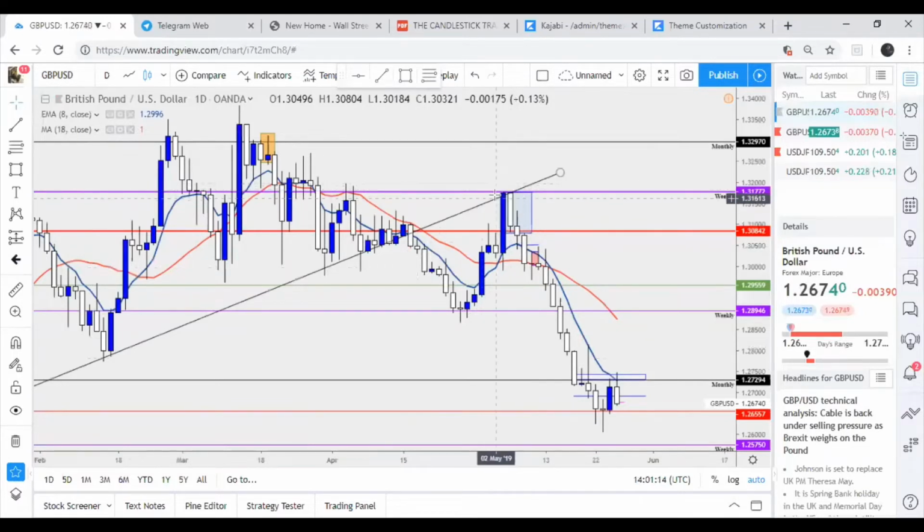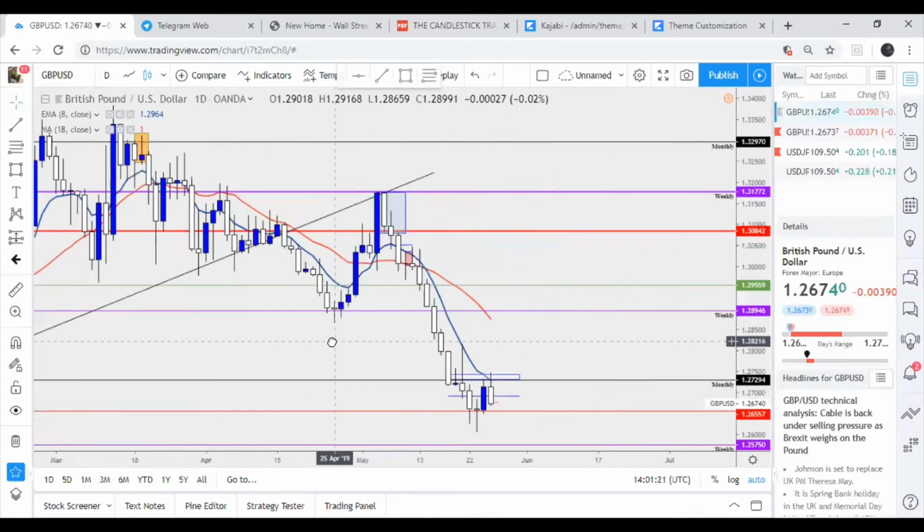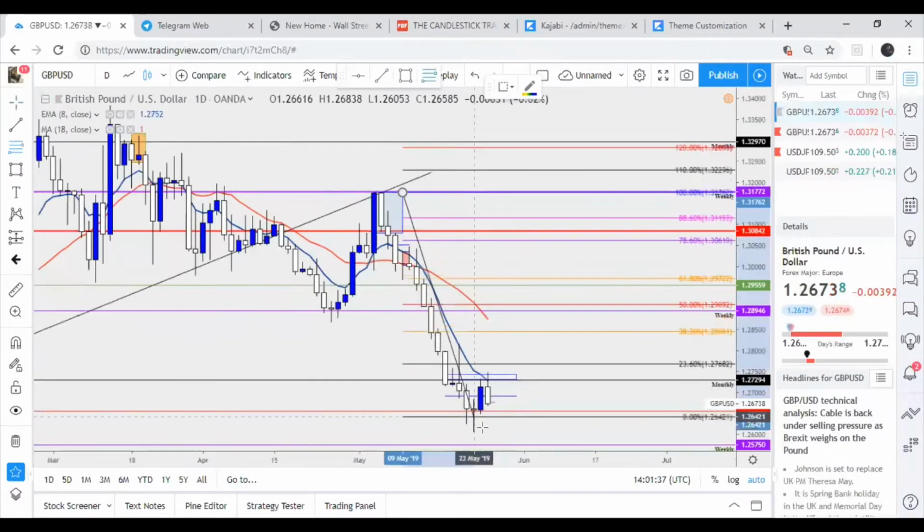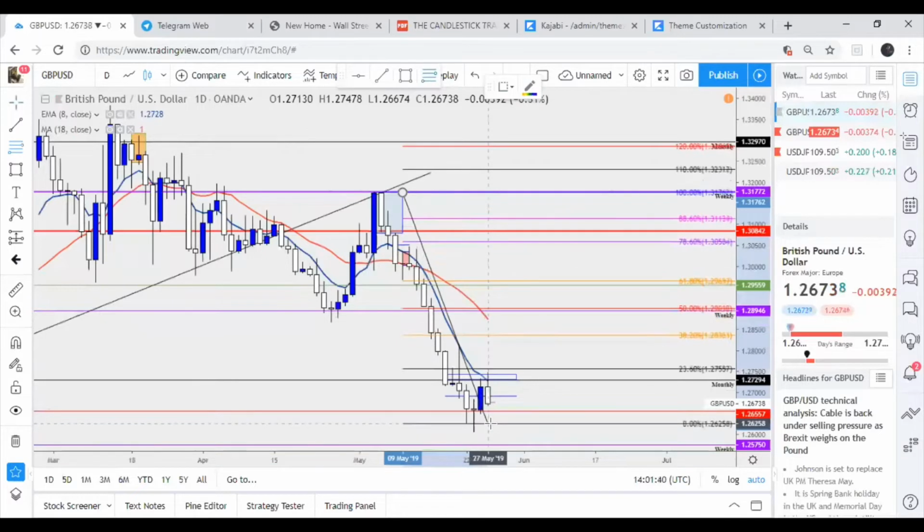We end up getting a tweezer top, and then a major push back to the downside, forming a new lower low. So paying attention to what's going on, I have a break of a monthly level, which was a level of support. Now it's resistance on this daily time frame. I have a break and a minor retest. So what I want to do right here, I want to pull my fibs down to see what type of retracement.